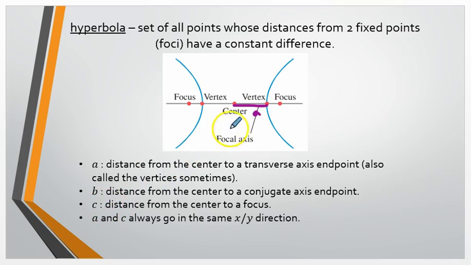And then C, just like with the last shape, is the distance from the center to the focus. It doesn't matter which focus you pick. Either way, the center is going to have the same distance from there to a focus. And just like with the ellipse, A and C will always go in the same X or Y direction. In this problem, I'm showing you a left to right hyperbola, so A and C are going left and right, or the X direction. But you could also have one that's extending up and down, in which case both the A values and the C values would be extending in the vertical direction. So they will always go in the same X or Y direction.